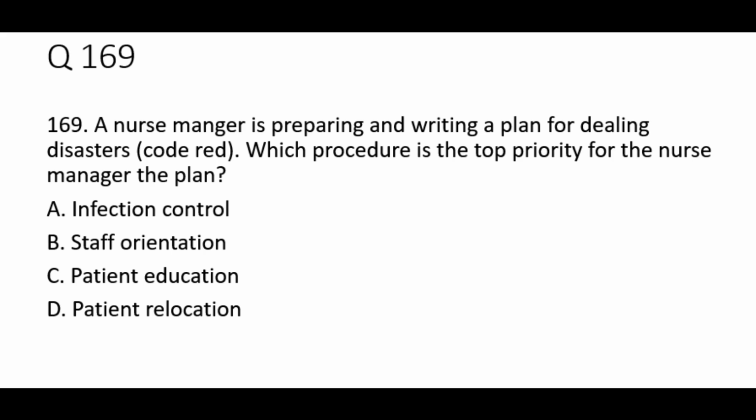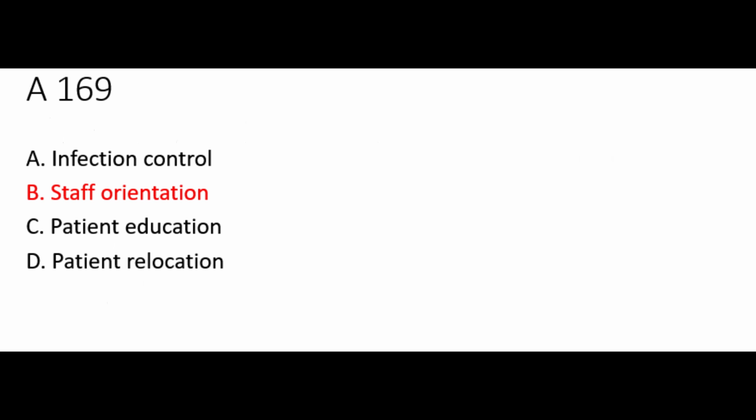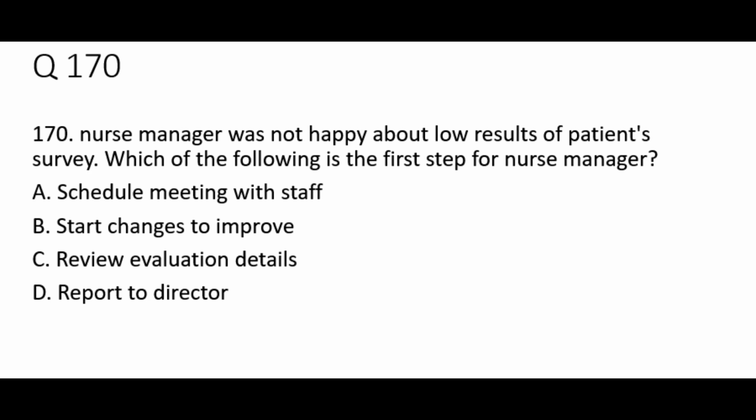169. A nurse manager is preparing and writing a plan for dealing with disasters, code red. Which procedure is the top priority for the nurse manager in the plan? A. Infection control. B. Staff orientation. C. Patient education. D. Patient relocation. The answer is B. Staff orientation.